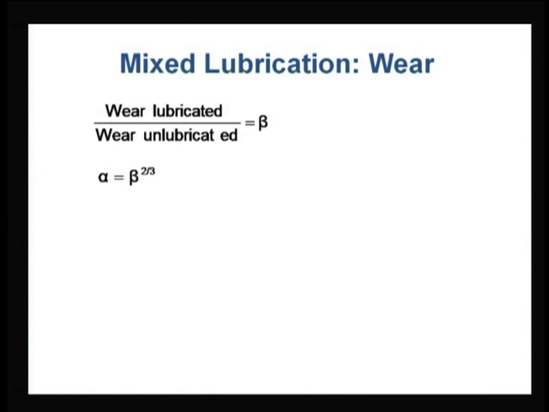Similarly, there will not be many junctions due to adhesion, so wear will go down. That is why they say that wear lubricated over wear unlubricated will be equal to some fraction, beta, and this beta will be less than 1 but greater than 0. A few experimentalists have done extensive experiments, and then they could relate beta with alpha.